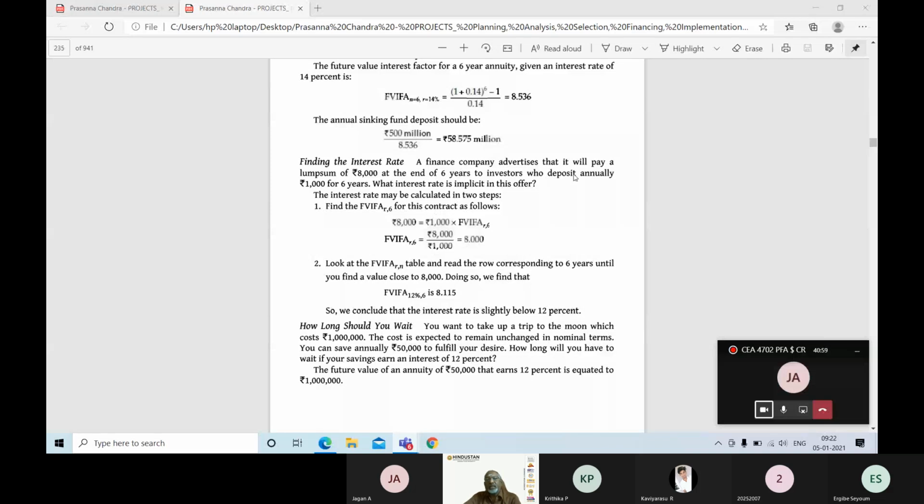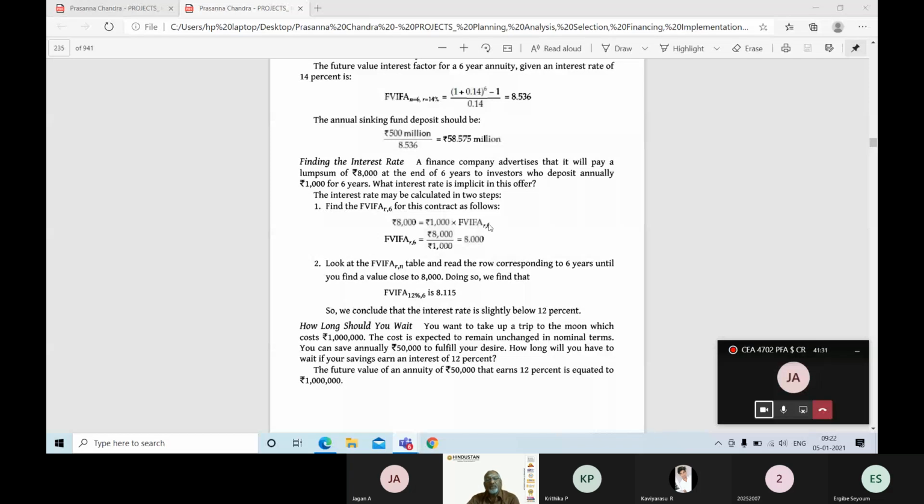A finance company advertises that it will pay a lump sum of 8,000 at the end of 6 years to investors who deposit 1,000 annually for 6 years. What interest rate is implicit in this offer? So the interest rate may be calculated in 2 steps. One, FVIFA for 6 years at the interest rate R, which you have to calculate. For this contract, what is the amount? The lump sum 8,000 rupees. The finance company will pay 8,000 rupees at the end of 6 years, and it will deposit annually 1,000.